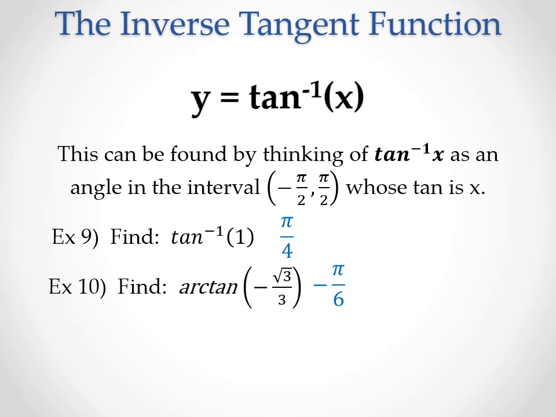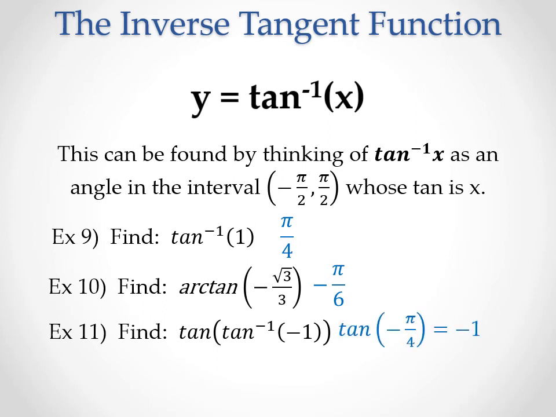Okay, and with all of these, drawing a picture probably would be helpful with most of these. All right, so what about the tangent of the inverse tangent of negative 1? So start with the inverse tangent of -1, the innermost thing. The ratio is negative. That means we're in the fourth quadrant. That sounds like it's going to be negative pi over 4. And then what is the tangent of negative pi over 4? Well, that's just -1.